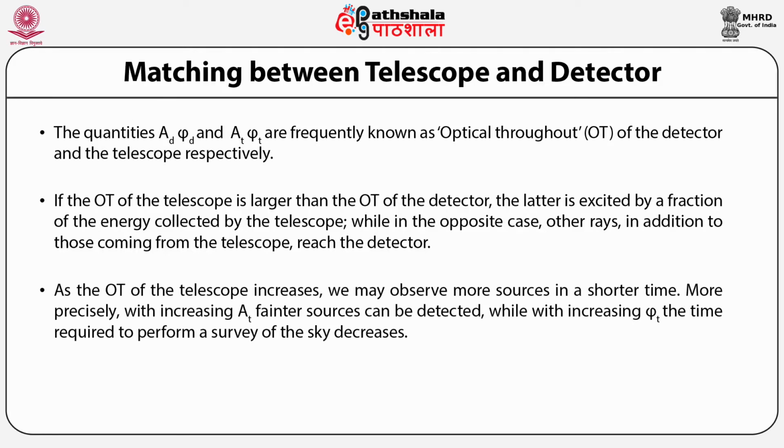Moreover, as the optical throughput of the telescope increases, we may observe more sources in the shortest possible time. More precisely, by increasing AT, fainter sources can be detected, while with increasing φt, the time required to perform a survey of the sky decreases. So, in principle, the optical throughput must be kept as large as possible.